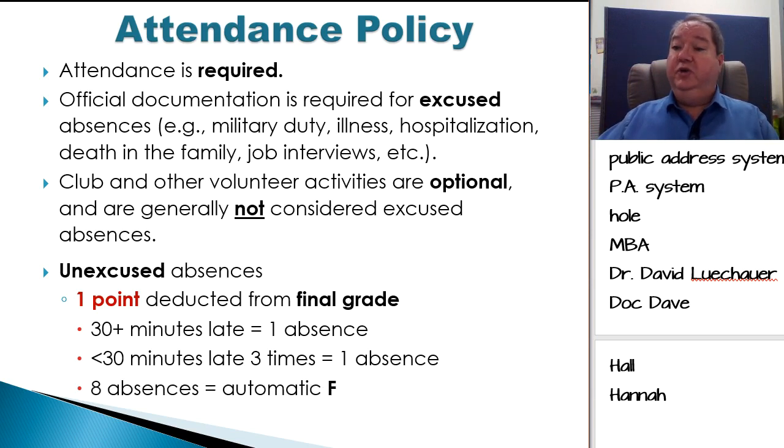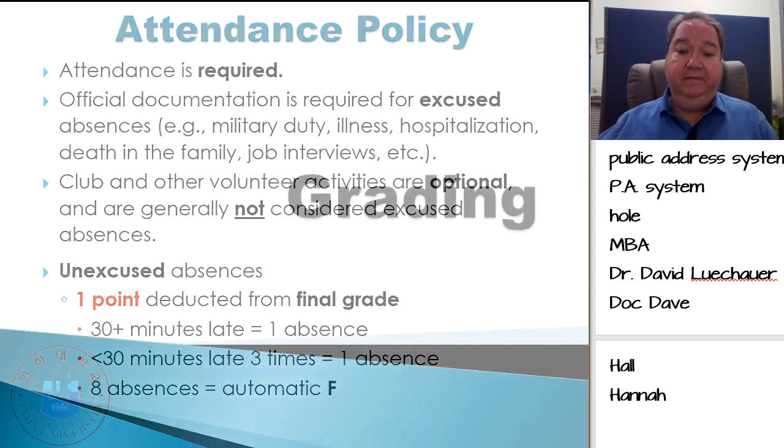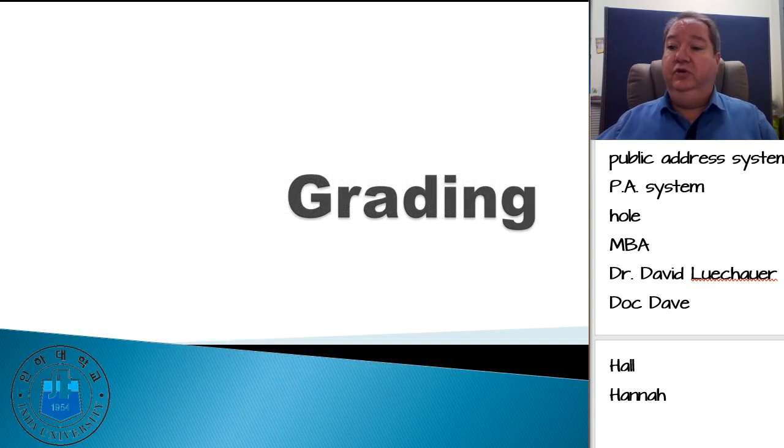And if you accumulate 8 absences, that is 25% of the course. If you have 8 absences, that's an automatic F, and that is a university policy. Okay, I cannot change that. All right? So make sure that you do check that attendance on Blackboard for these online classes so that you do get those points, so that I know that you have attended this online lecture.